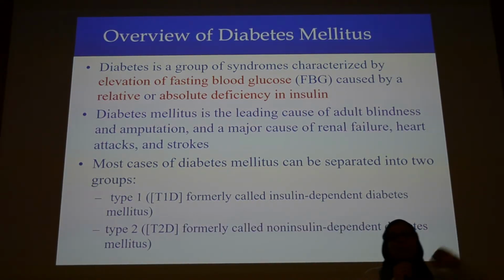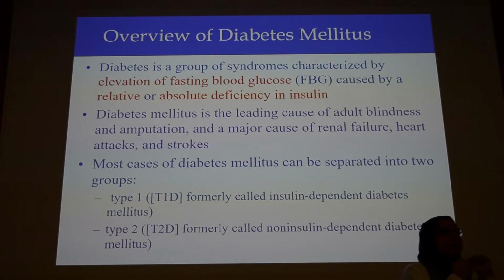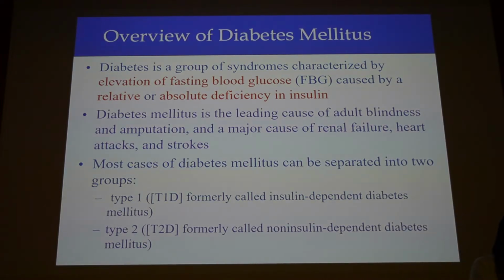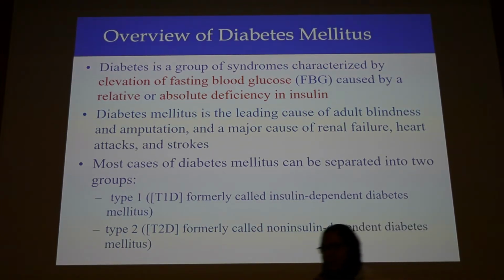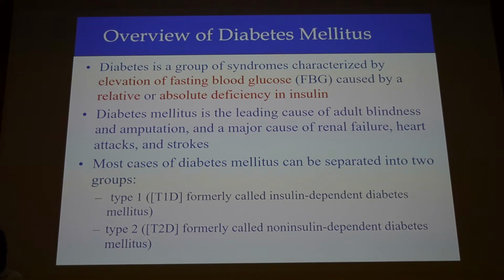What are the two types of diabetes? Type 1 and type 2. What were the old names for these two types? They used to call them insulin dependent or insulin independent. Now they changed. They call them type 1 and type 2. Do you know why they changed? Why don't they call them insulin dependent or insulin independent?